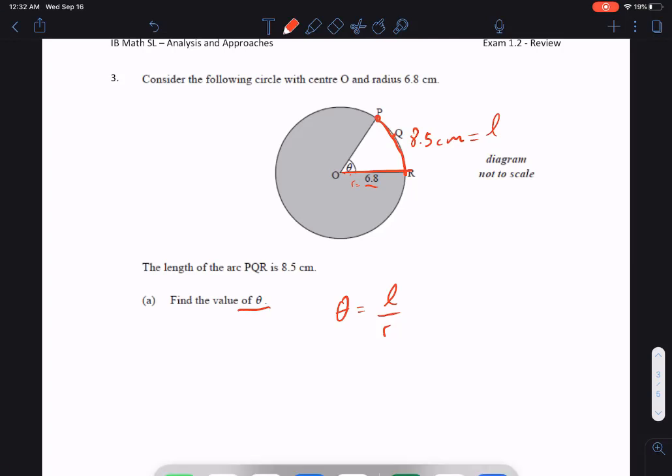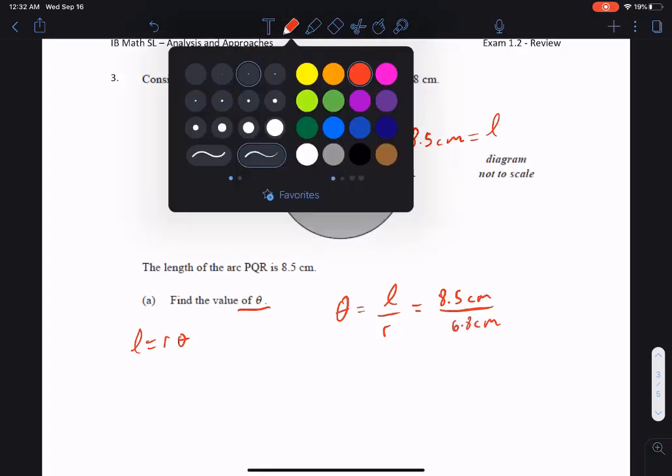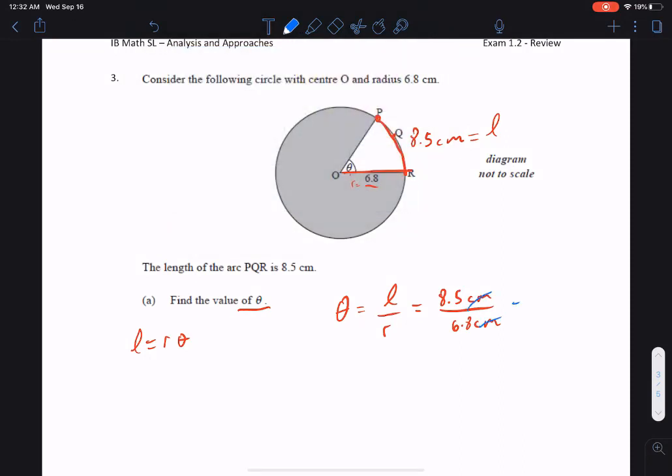If I wanted to find the arc length, I would say arc length L is equal to R times theta. It's the same equation, just rearranged, okay? So it really depends what you're looking for. This is going to be 8.5 centimeters divided by 6.8 centimeters. The units for centimeters will cancel, and this will give you just the angle in radians, okay?